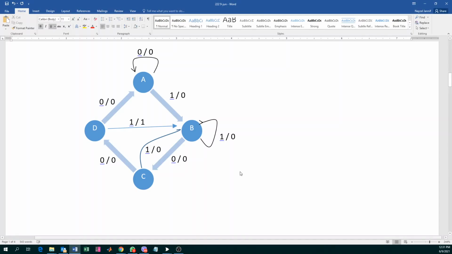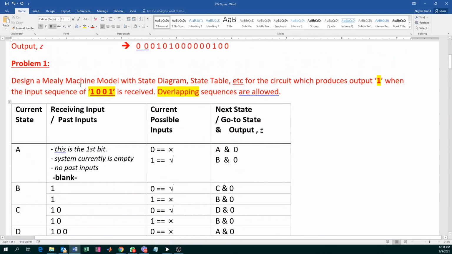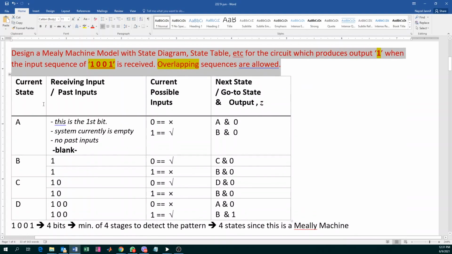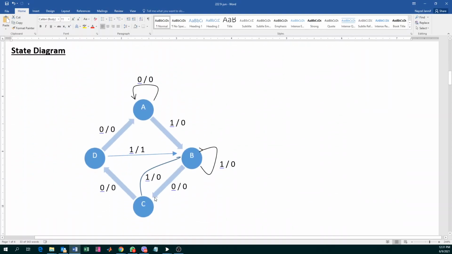The hard part was, what was the hard part? The hard part was going from this 2-sentence question and translating that into this working. You don't really need this working. You can do it straight into this particular state diagram. That was the hard part.